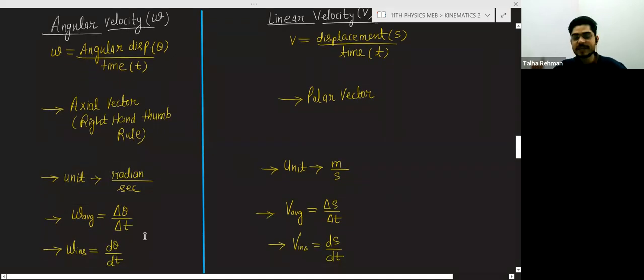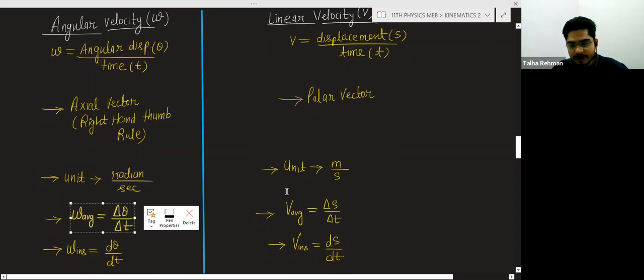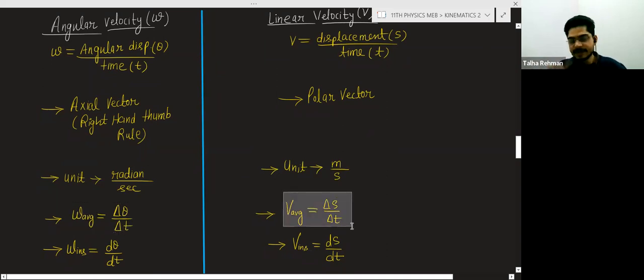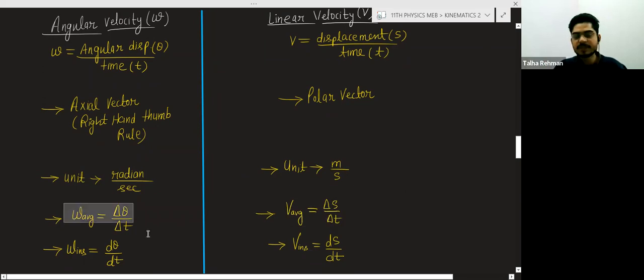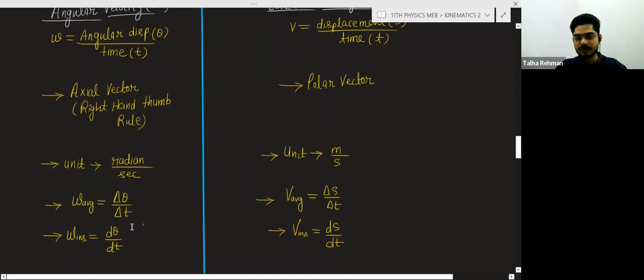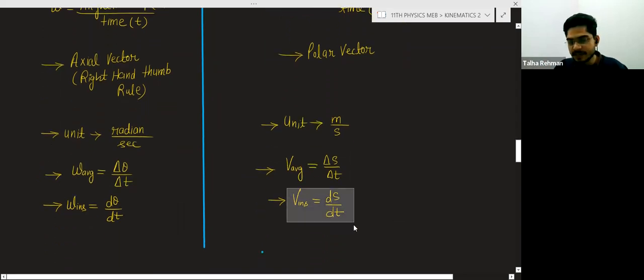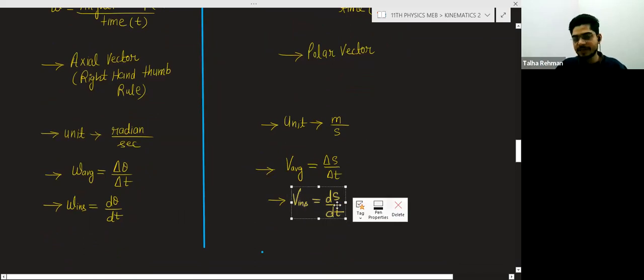Average velocity is delta s by delta t, total displacement divided by total time. Average angular velocity is delta theta by delta t. Instantaneous velocity is ds by dt, in differential form, and instantaneous angular velocity is d theta by dt.